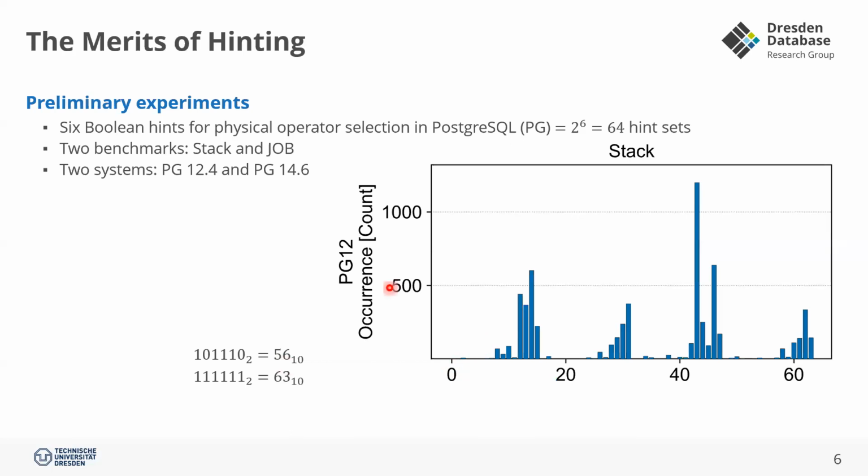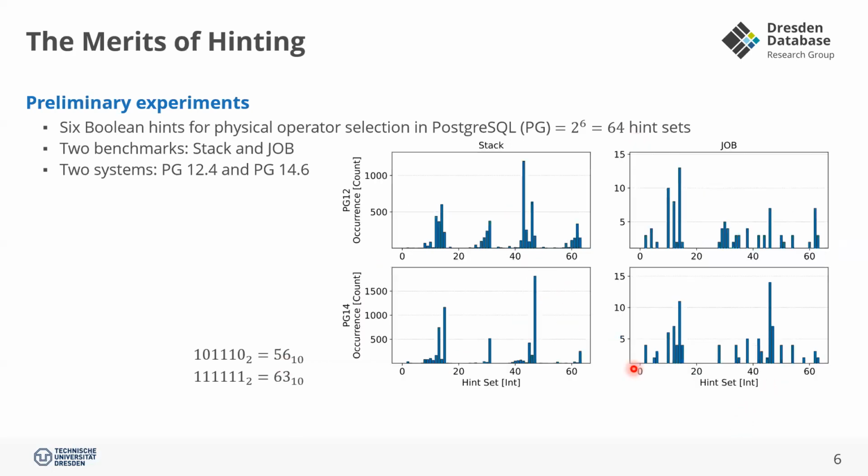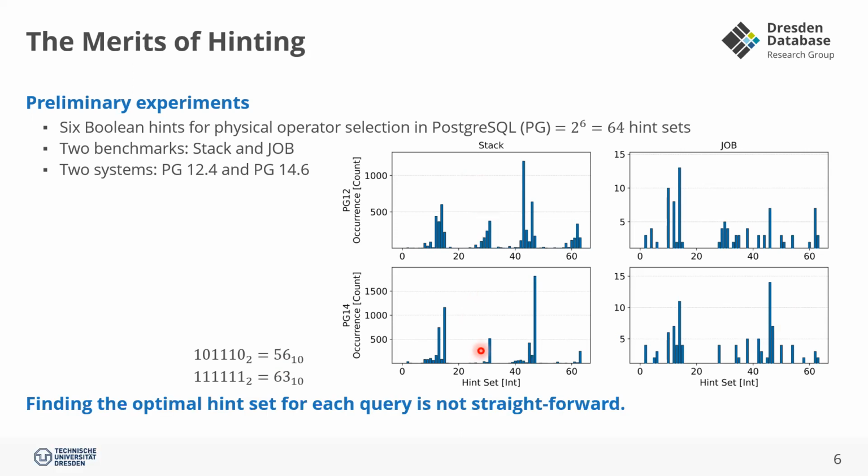But you can see here for, again, Postgres 12 and Stack, there is no general pattern. And we confirmed this for several other runs with the JOB benchmark and both benchmarks on Postgres 14. And you can see from benchmark to benchmark and between systems, there is no general pattern. So finding the optimal hint set is not straightforward. And if you have problems finding rules for finding something or for classifying something, predicting something, then you should use, of course, machine learning.